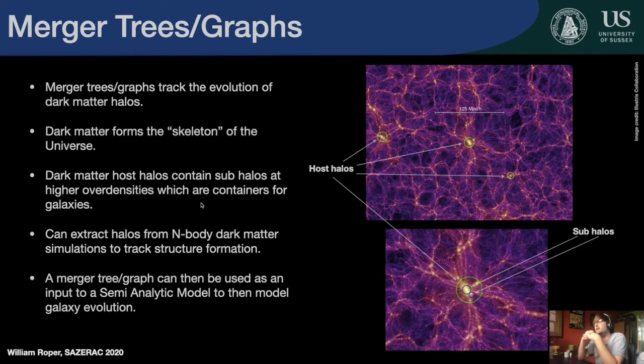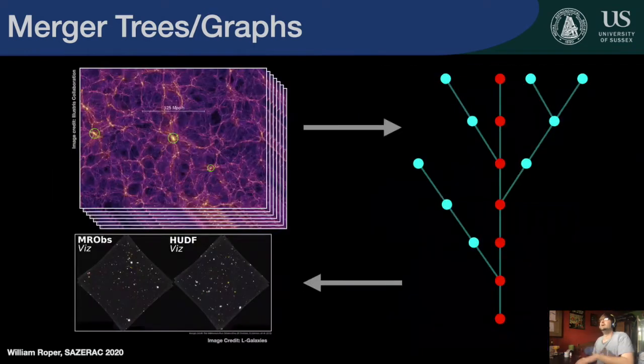We can run N-body dark matter simulations, or indeed full hydrocosmological simulations, and track the structure formation by extracting dark matter halos and linking them into trees or graphs. These trees or graphs can then be fed into semianalytic models and used to model galaxy evolution in that context. Here's a quick schematic of that, in case it was necessary.